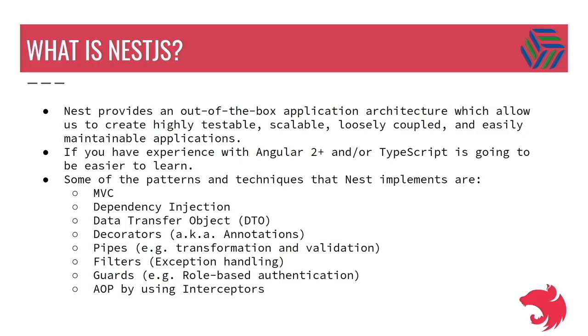Some of the patterns and techniques that Nest implements are model view controller and dependency injection. We're going to see more details about dependency injection in the next slide. Data transfer object. A data transfer object is going to represent the structure of the request body. Decorators, also known as annotations. Some examples are @Get or @Post to implement endpoints for those HTTP verbs in a controller.